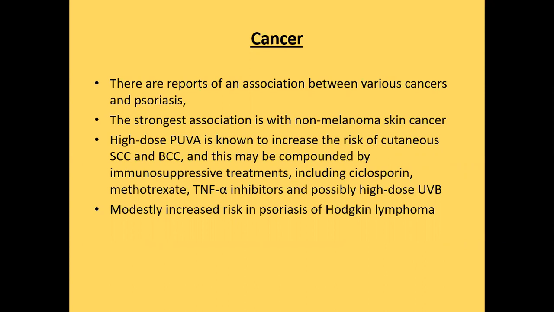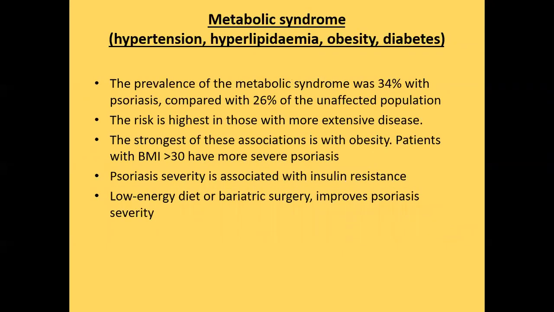Cancer. There are few reports of association of cancers with psoriasis. The strongest association is with non-melanoma skin cancers. High dose of PUVA is known to increase the risk of cutaneous SCC and BCC, which may be compounded by the immunosuppressive therapy like cyclosporin, methotrexate, and tumor necrosis factor alpha. The narrowband UVB is relatively safe, but high-dose UVB may be implicated. There is a modestly increased risk of Hodgkin lymphoma in patients with psoriasis.